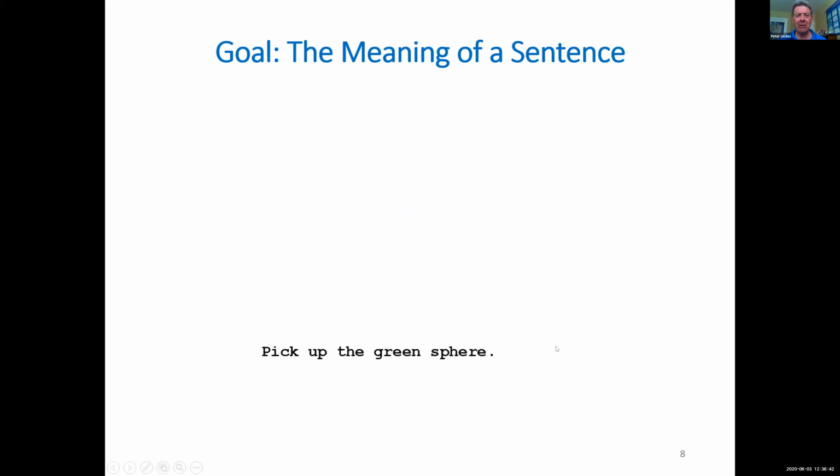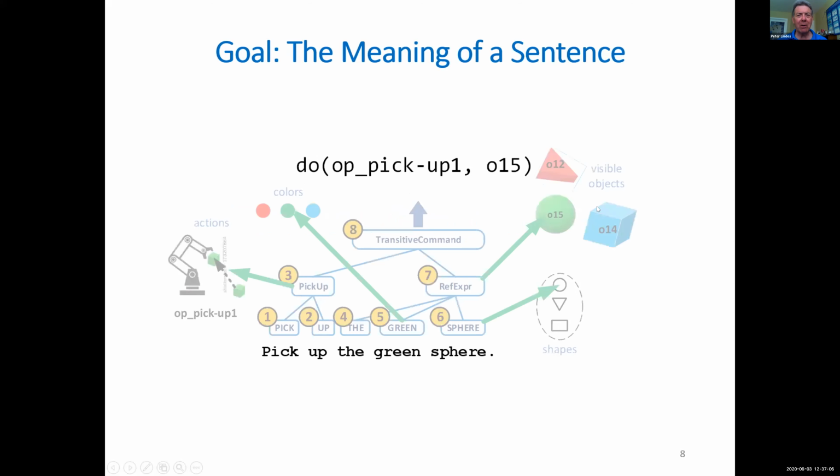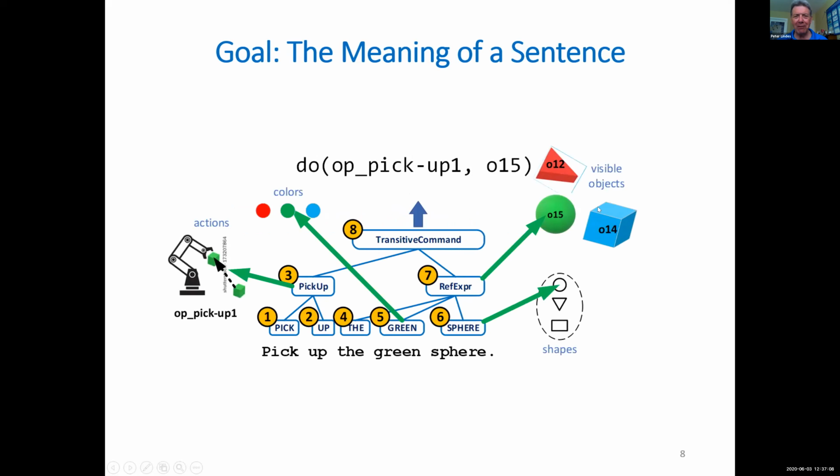So suppose we have this sentence: pick up the green sphere. What we want to end up with when we're done is this message to the rest of Rosie that says, do this operation, which involves this action you already know about, a pickup, and on this object. And these are just internal identifiers inside Rosie that it can use to identify both the action and the object. So what goes in between there? Well, here's a lot of information about how we make that process of end-to-end comprehension work.